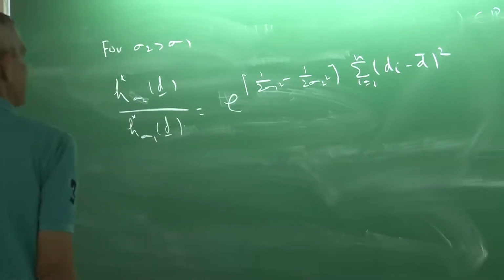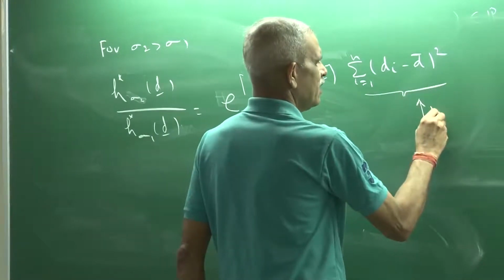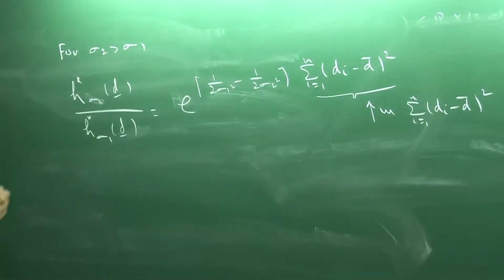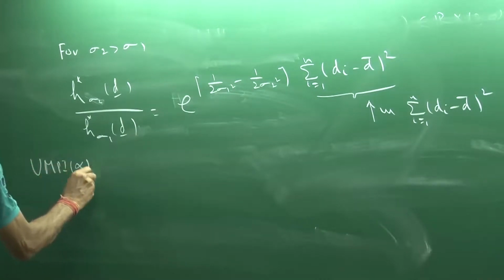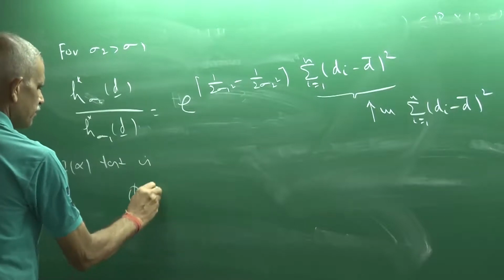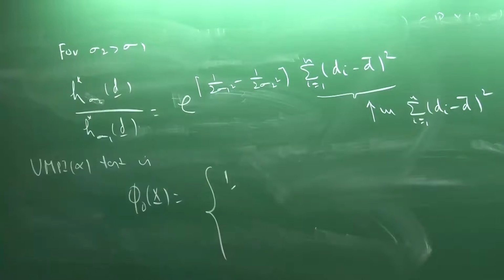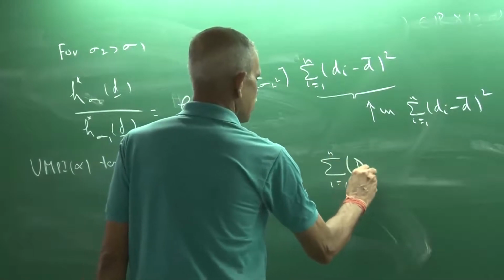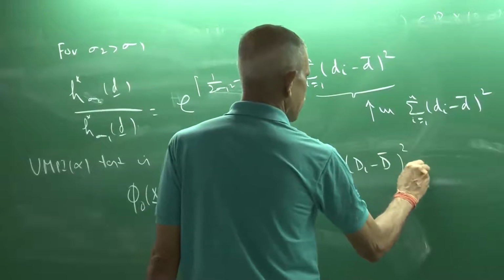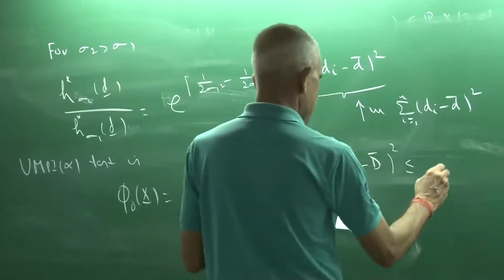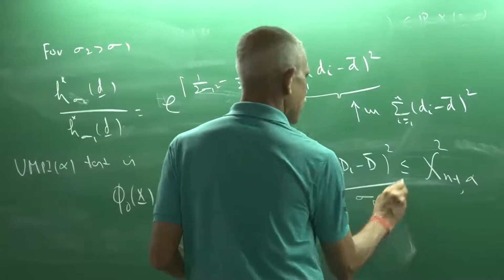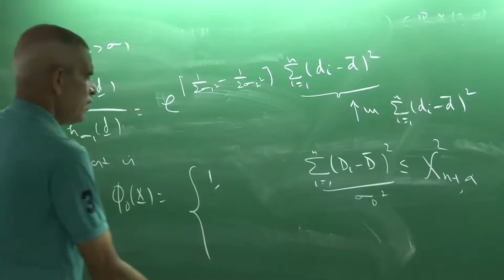So what does that mean? That means this has MLR. This is increasing in summation i equals 1 to n (di minus d bar) whole square. So what is the UMP alpha test? Phi naught is equal to 1 because under H1 you have sigma square less than or equal to sigma naught square. It is increasing in (di minus d bar) whole square, so that means you will reject if summation i equals 1 to n (di minus d bar) whole square is less than or equal to chi square n minus 1 alpha, and of course you can divide it by sigma naught square.